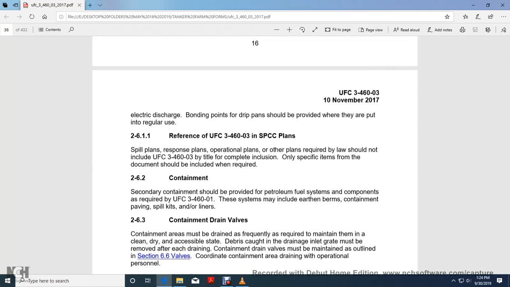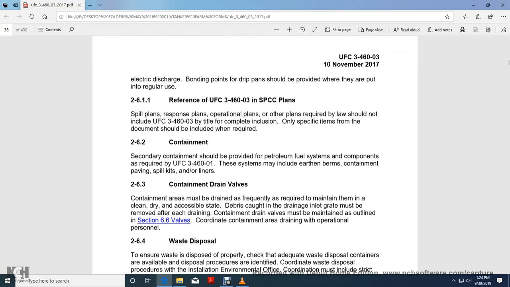2.6.1.1 Reference UFC 3-460-03, specific control and countermeasure plans. Spill plans, response plans, operation plans, and other plans required by law should not include UFC 3-460-03 in its entirety. Only specific items from the document should be included when required.